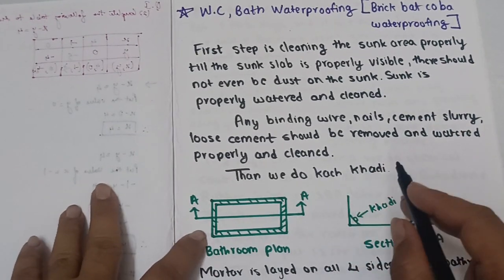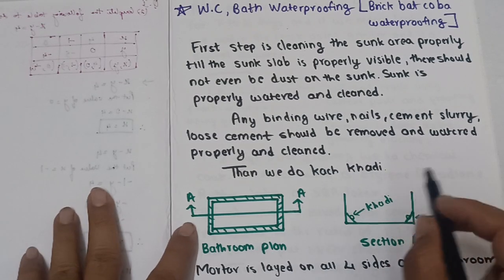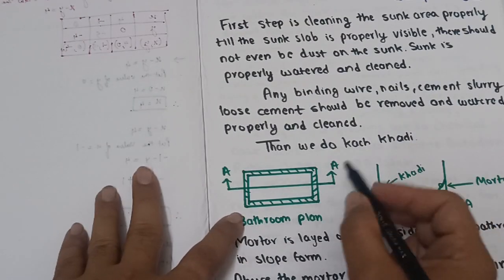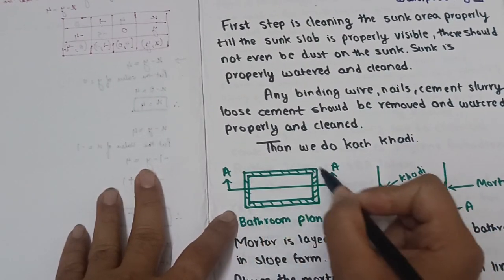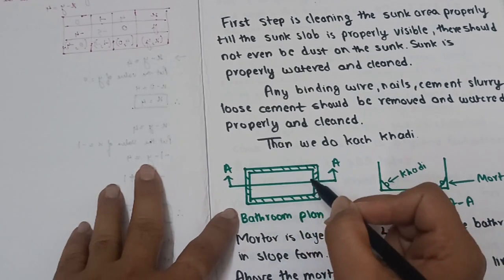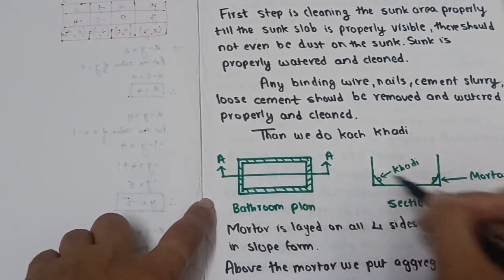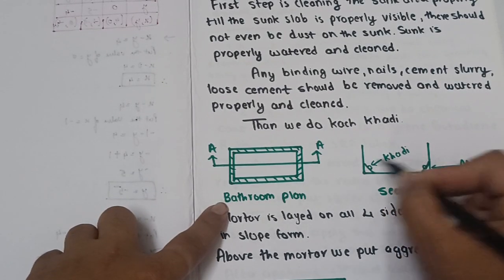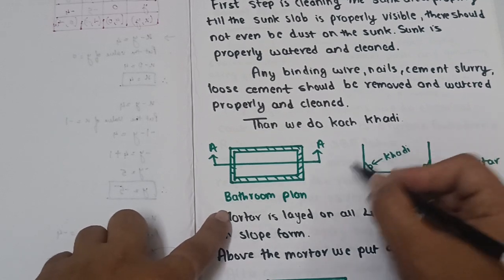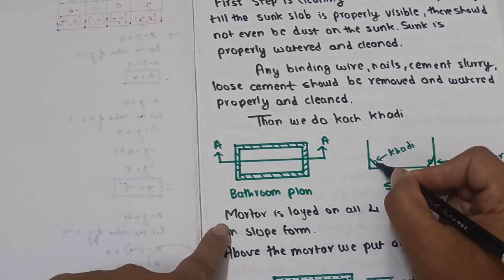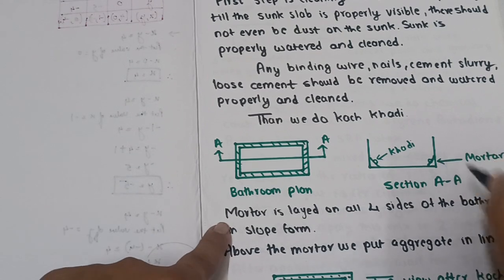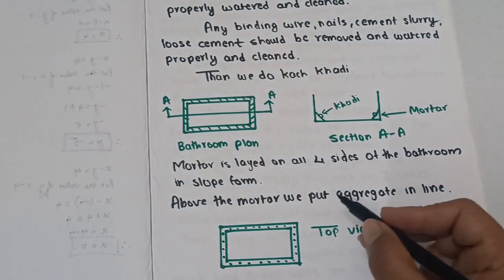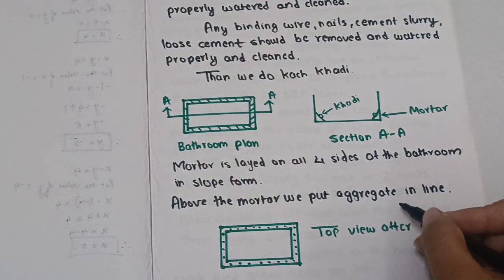After proper cleaning of the sunk slab, we do kach khadi. So what is kach khadi? Kach khadi means all four sides, like corners of all four sides of a bathroom. Suppose this is a bathroom, all four sides, we apply mortar in slope form and then put aggregate above the mortar. Mortar is laid on all four sides of the bathroom in slope form. Above mortar we put aggregate in line.